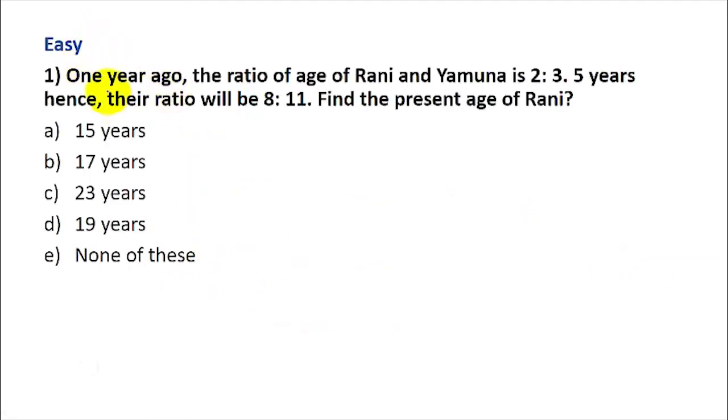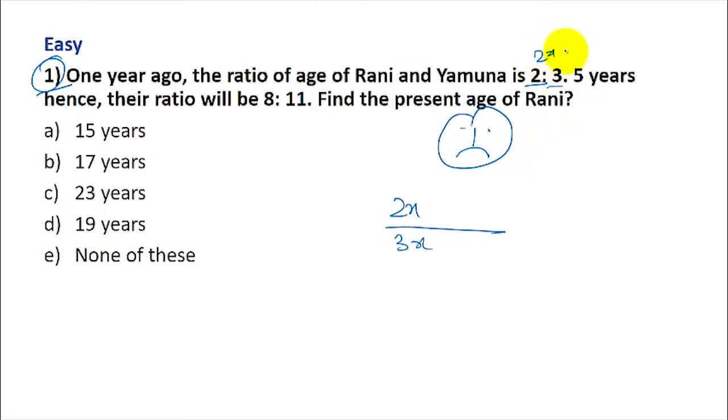So let us begin the session. Let us take the first question. There are 2 approaches to doing the problem. First, this person is going to solve it by taking a variable x, that is 2x and 3x, as their age 1 year ago. Now their age 5 years hence: 1 year ago plus 6, that is plus 6 and plus 6.